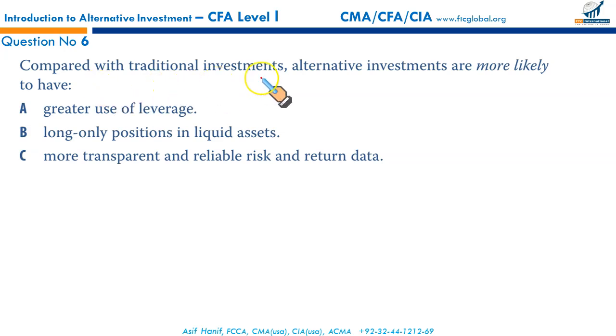Compared with traditional investments, alternative investments are more likely to have greater use of leverage. This is true. Yes, there is a greater use of leverage. Long only positions in liquid assets. Well, not necessarily. They take short positions as well. So this is not true. More transparent and reliable risk and return data. Wrong. In fact, less transparent, less reliable risk and return data. This is incorrect as well. So the most likely situation is A. That makes A the correct option.